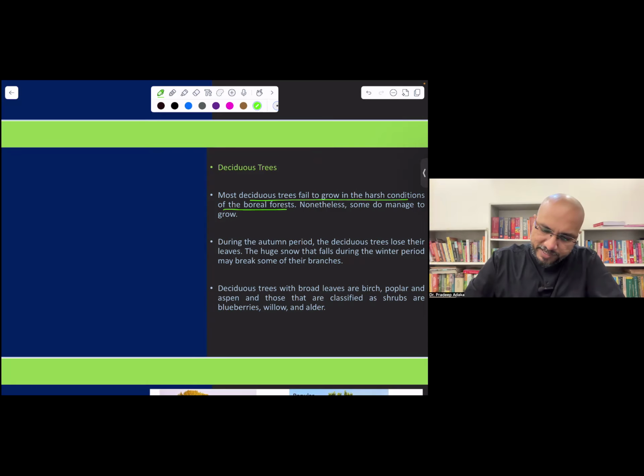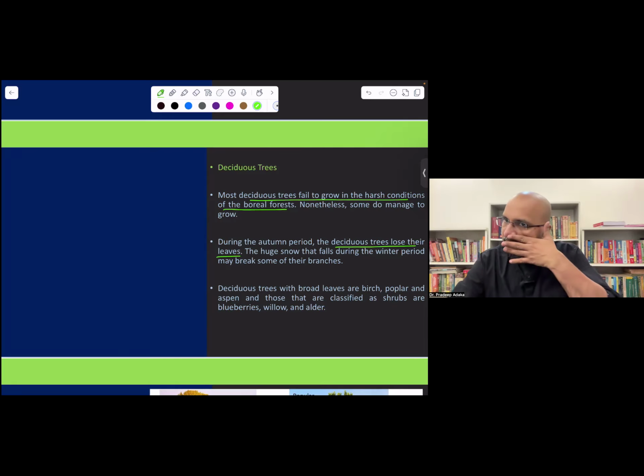During the autumn period, deciduous trees lose their leaves. Autumn means the beginning of winter, because of the harsh conditions. Water is not available, because whatever is there is in snow form, solidified, so it is not readily available to the plants. If transpiration happens, the tree will quickly lose water. So they shed their leaves to reduce water loss.